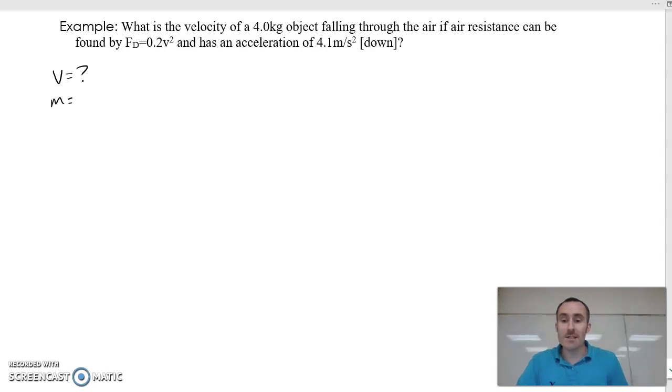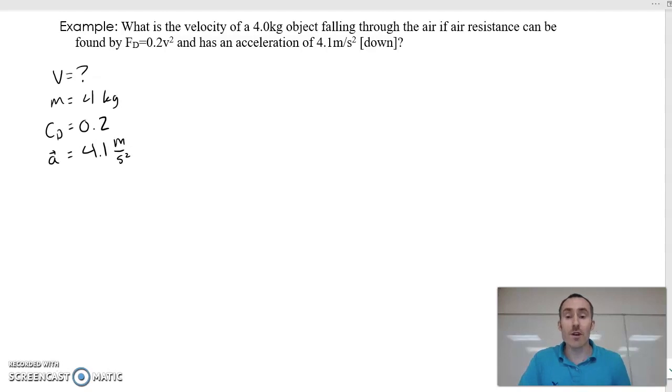We know the mass is 4 kilograms. We know the coefficient of drag is 0.2. We know the acceleration is 4.1 meters per second squared. And we're trying to find out velocity. So we are going to get velocity from this formula over here. We do not know the force of drag, right? So we can't just plug in the force of drag there and solve for v. We're going to have to get it another way.